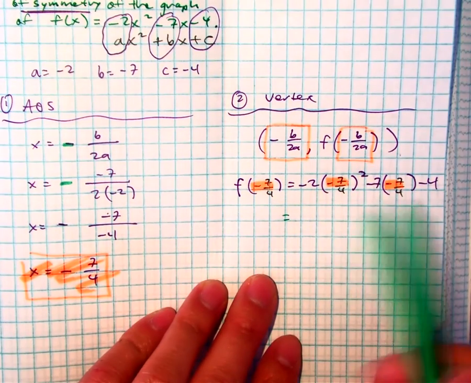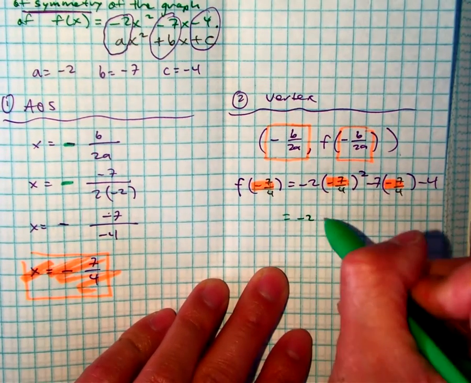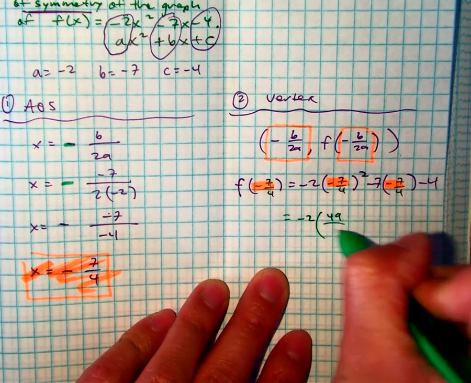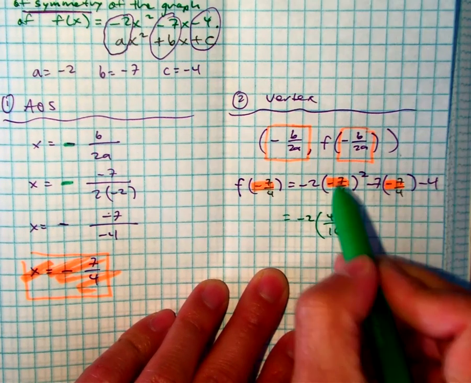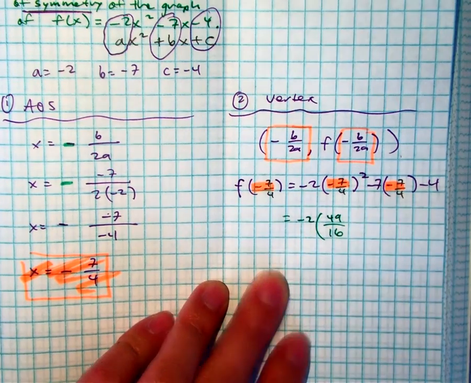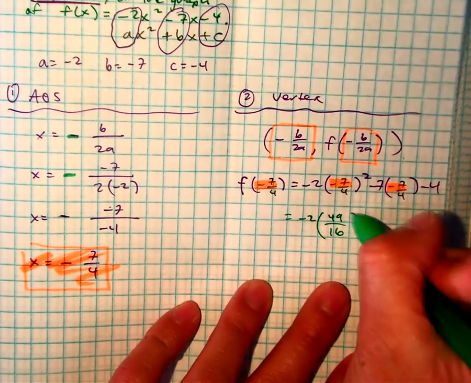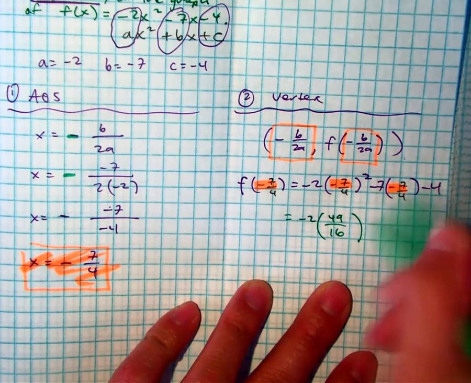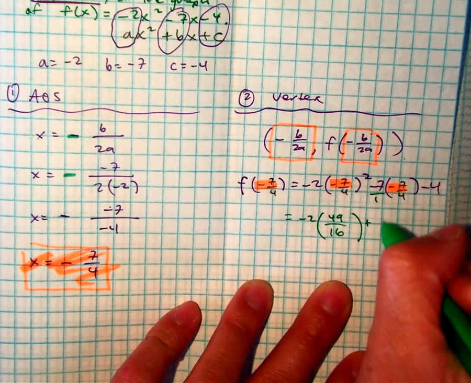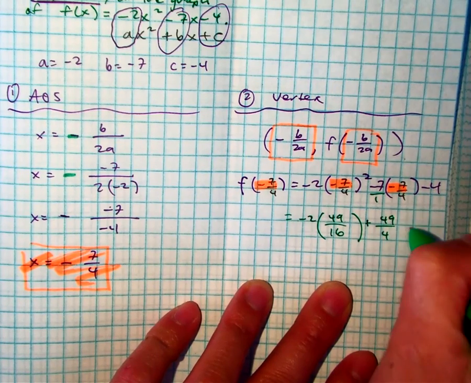I'm going to use the order of operations, or PEMDAS. So negative 7/4 squared is 49 over 16. Remember, that's negative 7 squared and 4 squared. Really, that's negative 7/4 squared. Here I have a negative times a negative, which is going to become a positive. I'm going to multiply across, so that's 7 times 7 is 49 over 4. Minus 4.